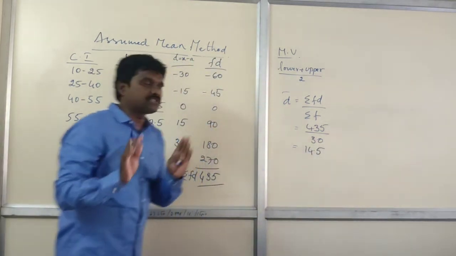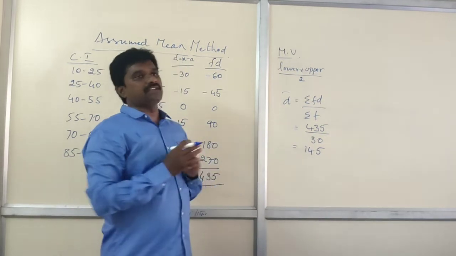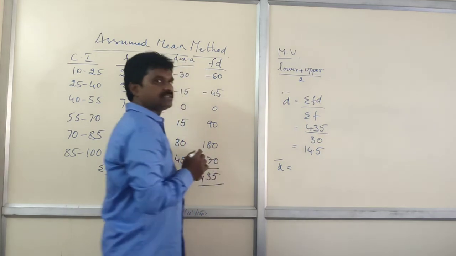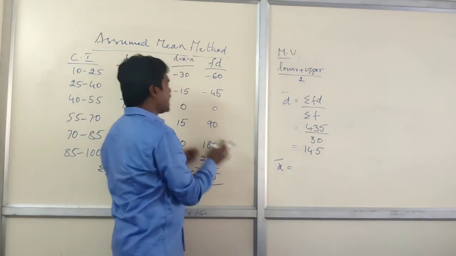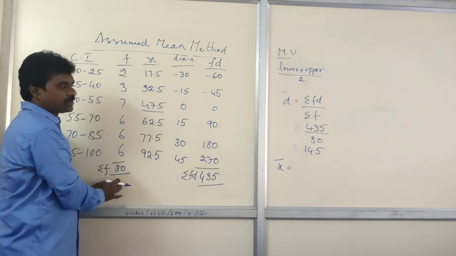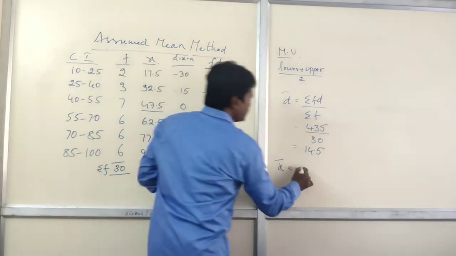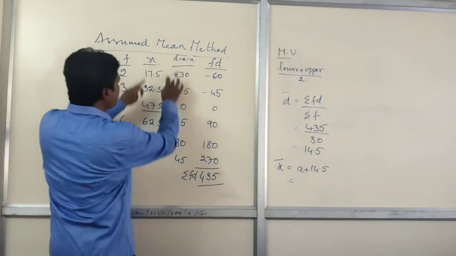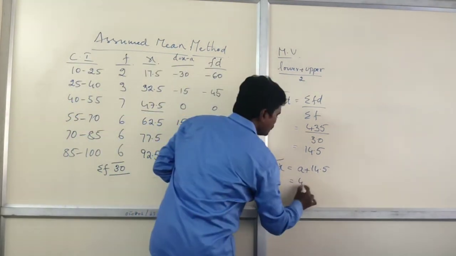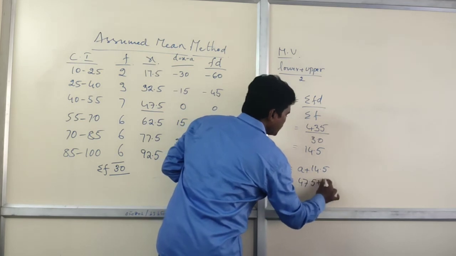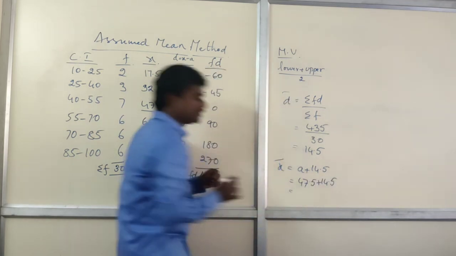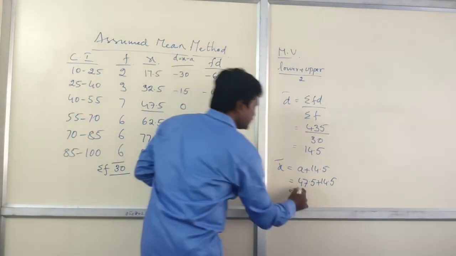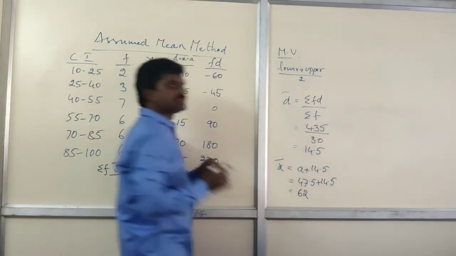14.5. But observe, this is not the average. For the exact average, you should add the assumed mean. The assumed mean we have taken is 47.5. So 47.5 plus 14.5, if you observe, the average would be 62. That is the average answer.